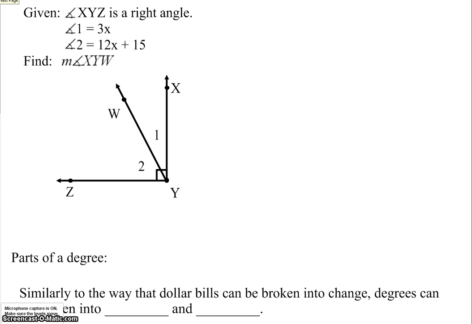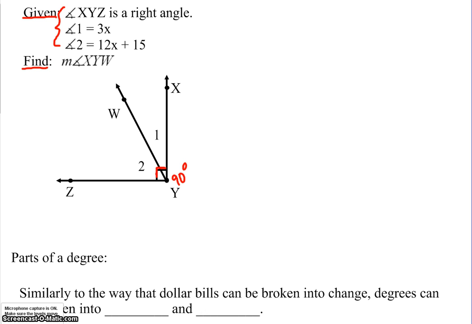So given that this is a right angle, they're giving us all this information, and based on all this information, this is what I want you to figure out. They tell us angle XYZ is a right angle. Notice how they put the little box there for us? How nice of them. So angle XYZ is a right angle, which means that entire angle has to be 90 degrees. And then they say angle 1 is 3x, and angle 2 is 12x plus 15.